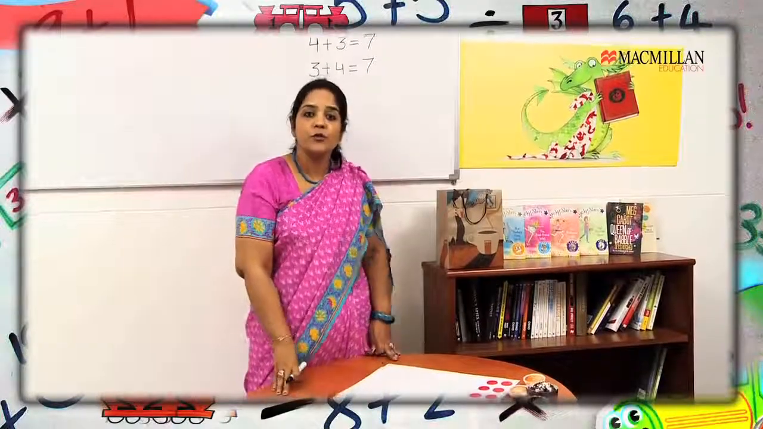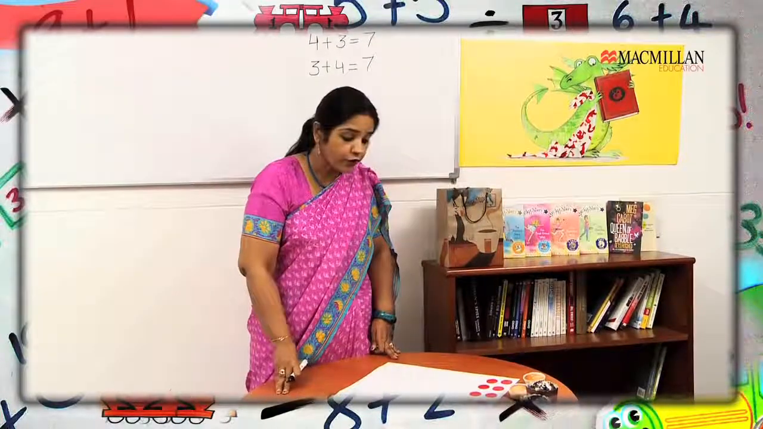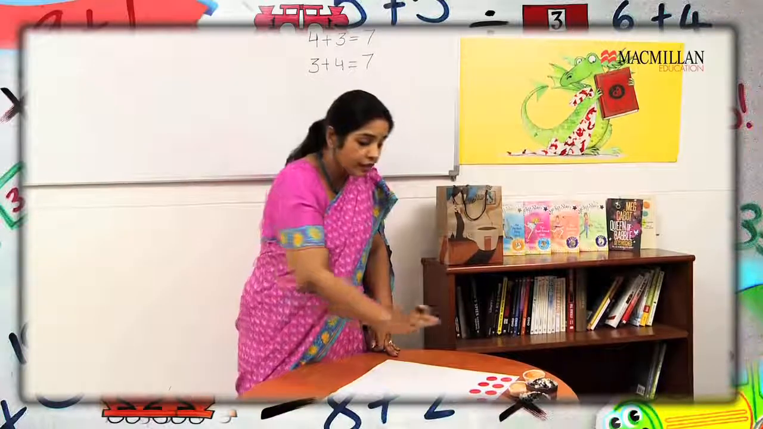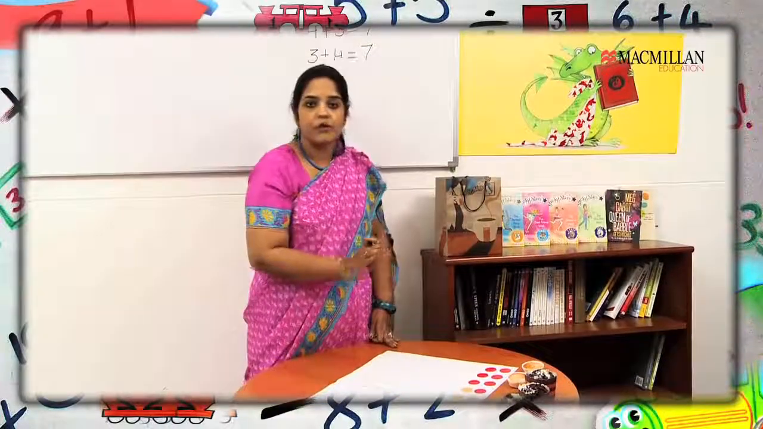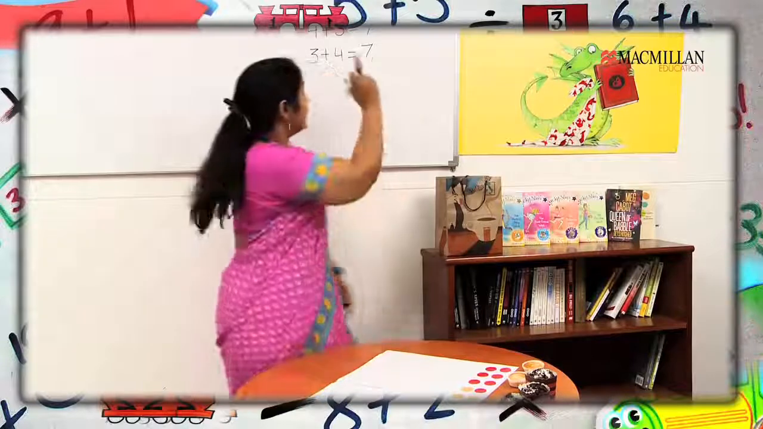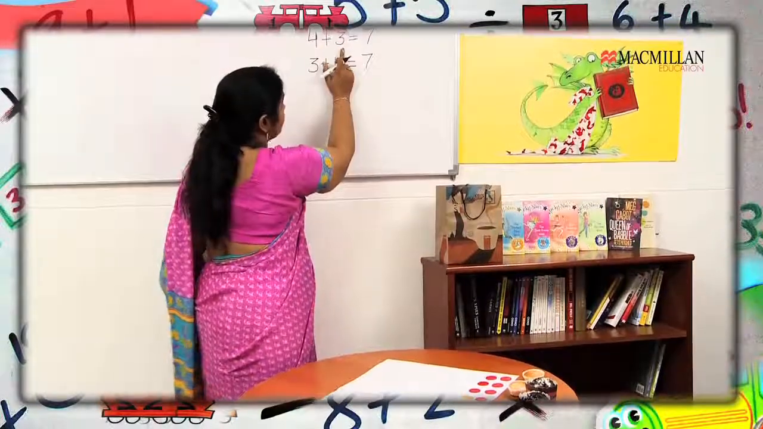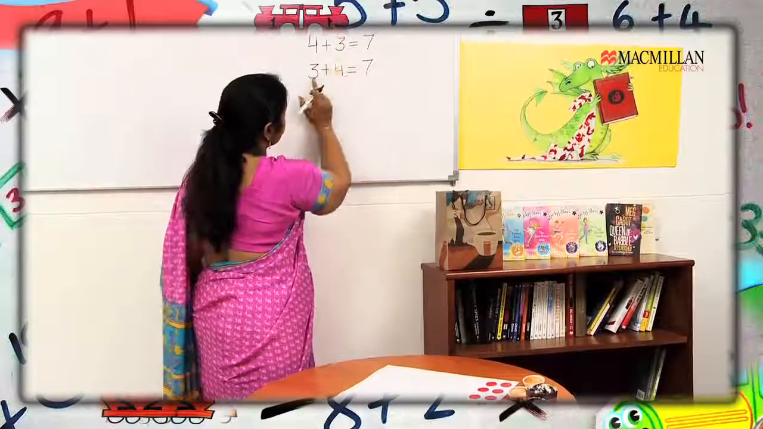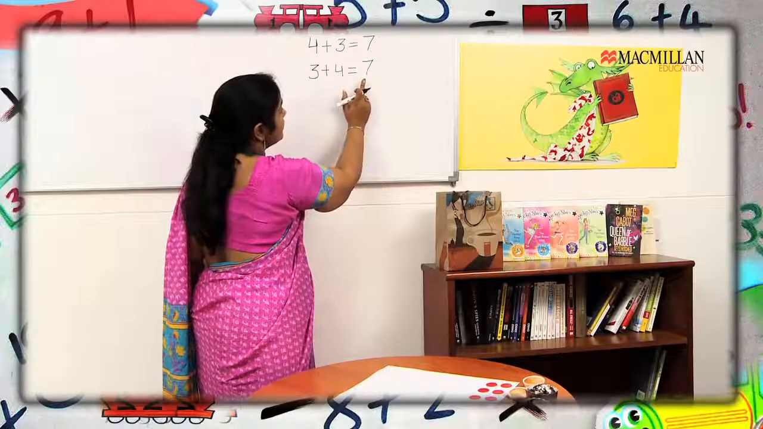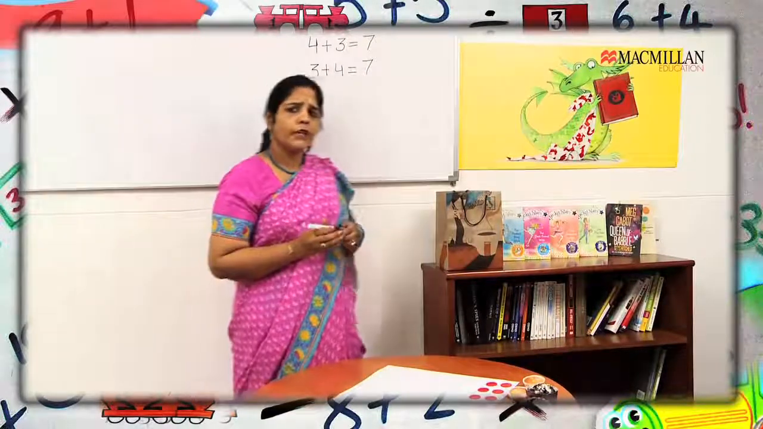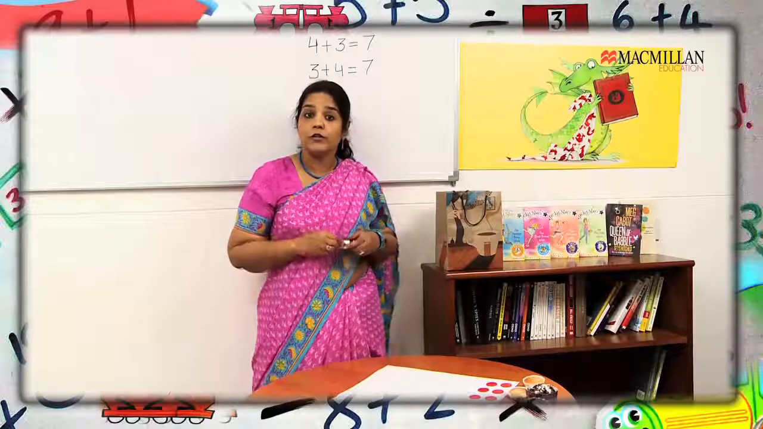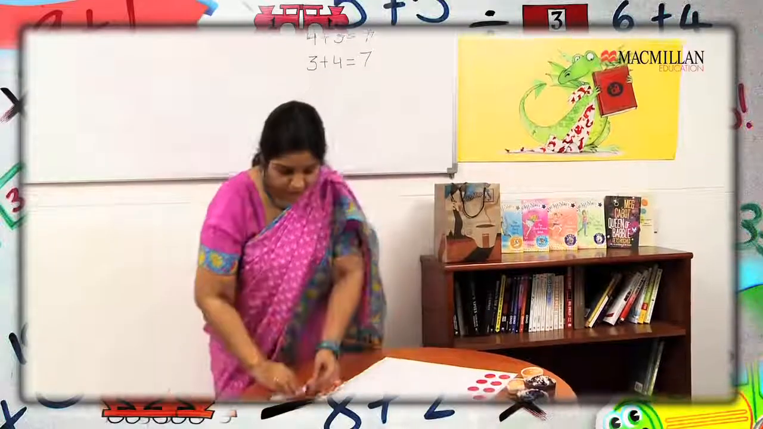This is called commutative property of addition. What does it say? It says that while adding two numbers, order does not matter. That is, 4 plus 3 is 7 as well as 3 plus 4 is 7. Can you think of any other numbers which can add to give 7? Let us check out.